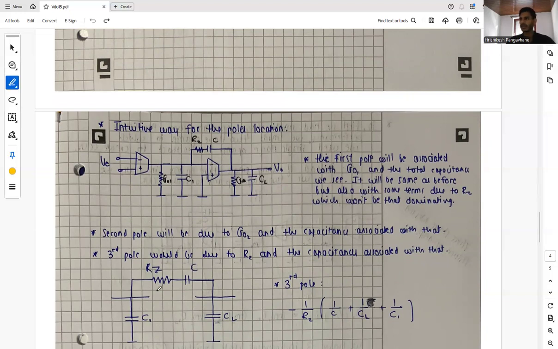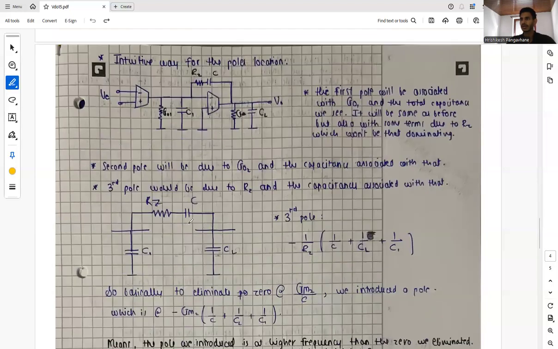Anyway, we are interested only in the locations of poles. So this is our circuit with our RZ to eliminate the 0. The first pole will be associated with GO1 and the capacitances related to this node, and it will be the same as before but also with some terms due to RZ, which won't be that dominating. The second pole will be due to GO2 and the capacitances related to this node, and the third pole would be due to RZ and the capacitances associated with RZ.